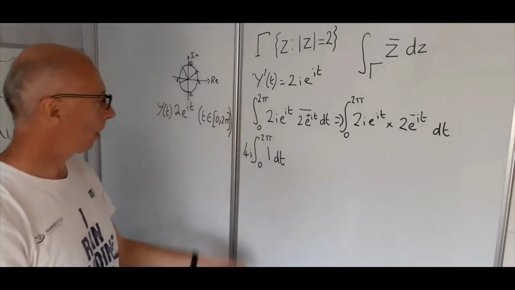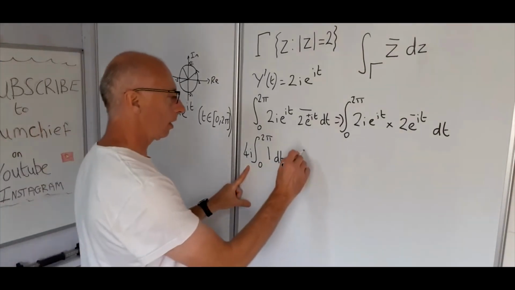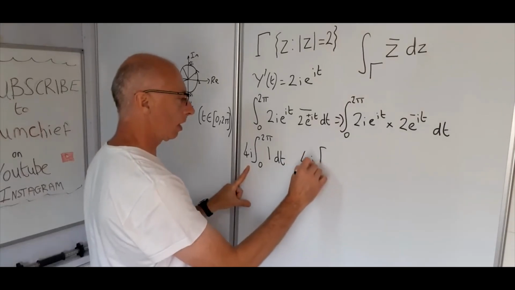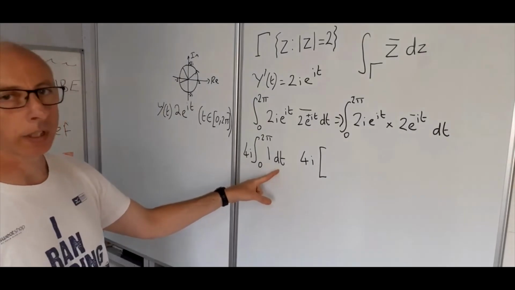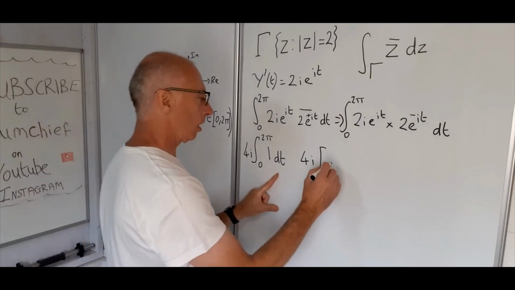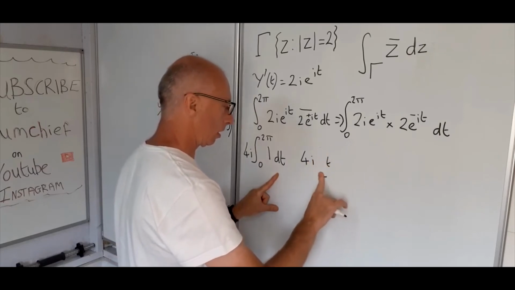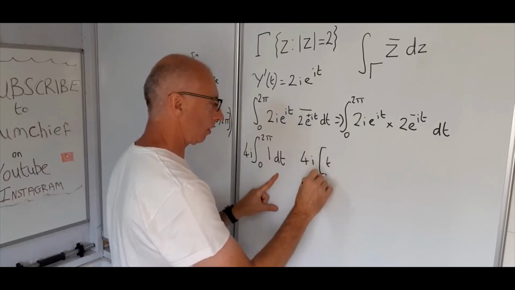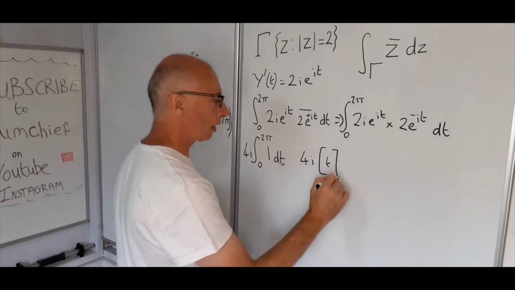Okay, so now we're ready to integrate. So 4i, the constant multiple, will stay. And then the integral of 1 in the t world is just t. So let's just write that down as this for now, and then t goes from 0 to 2 pi.